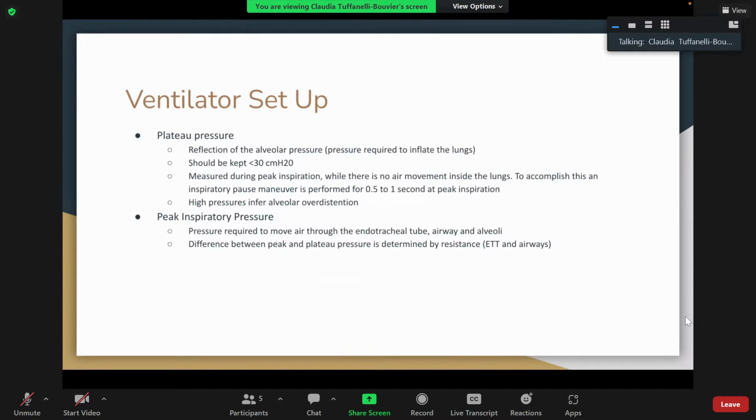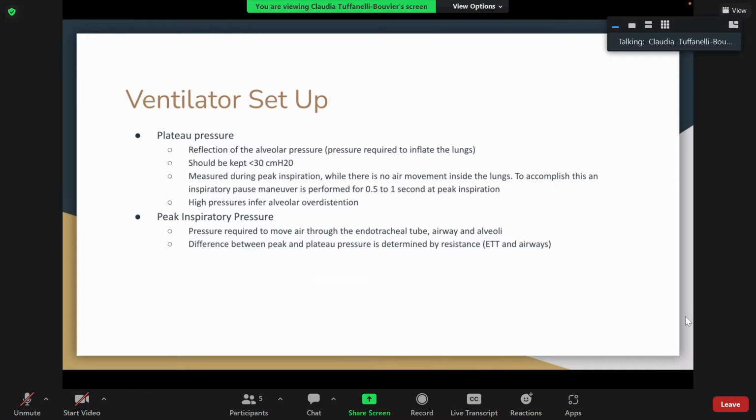So a couple of things to know when you're setting up the ventilator. One is plateau pressure. These are both indicators that you'll be able to see on the ventilator. You can just ask your respiratory therapist. But again, like I said, you should look at the ventilator and mess with it, have somebody show you how it works and where all these things are, so you could find it if you wanted to.